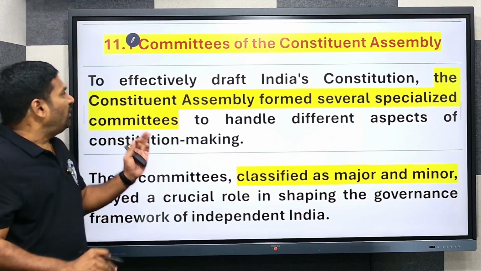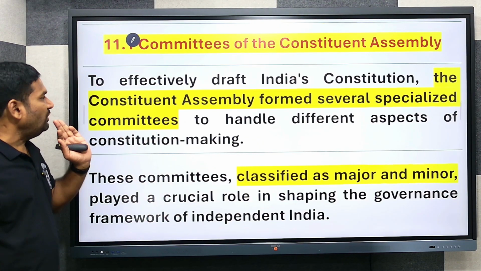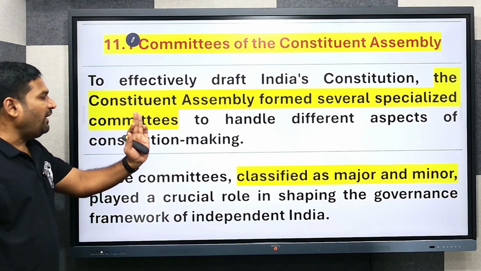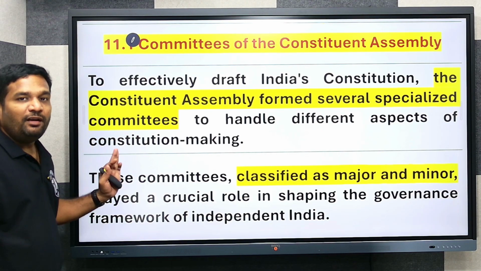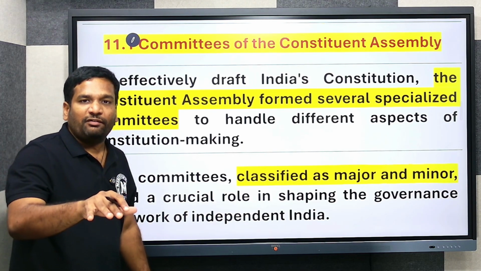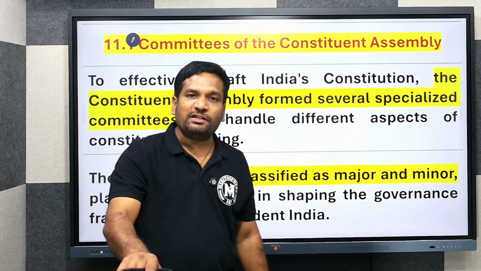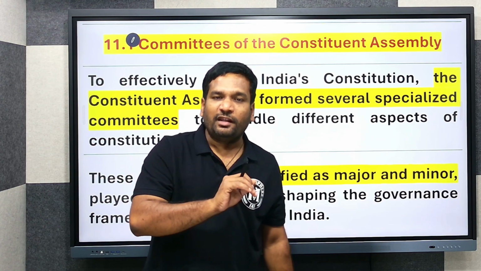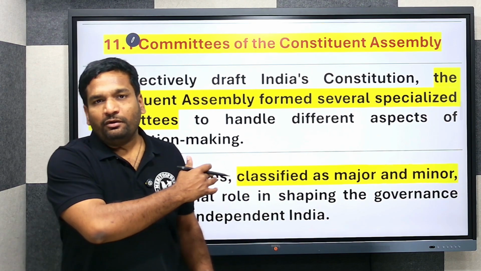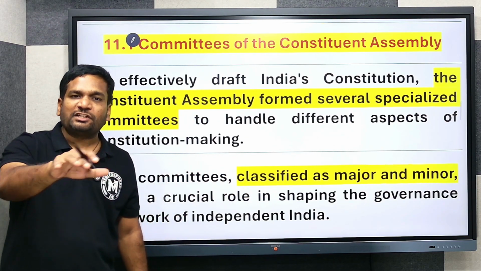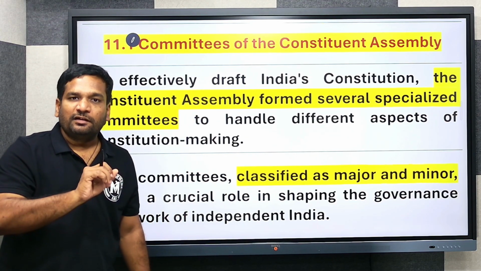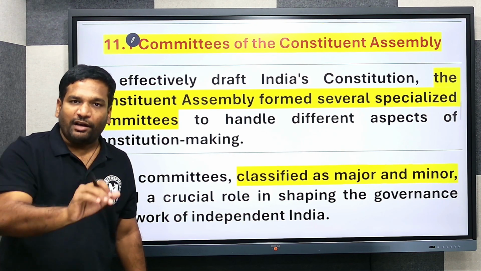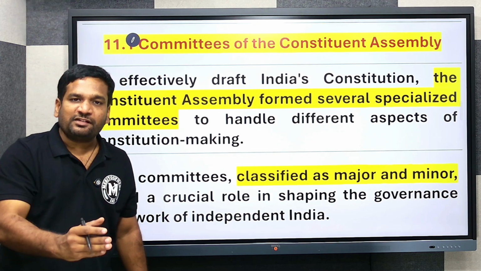So, to effectively draft India's constitution, the Constituent Assembly formed several specialized committees to handle different aspects of constitution making. Like I have said, each segment of activity, for example fundamental rights, DPSPs, union powers, the states committee, rules committee, there are certain committees which we are going to look into. Each committee was given a specialized task and each committee recommended something. All the recommendations were taken up by Sir B.N. Rao. He prepared a draft text.